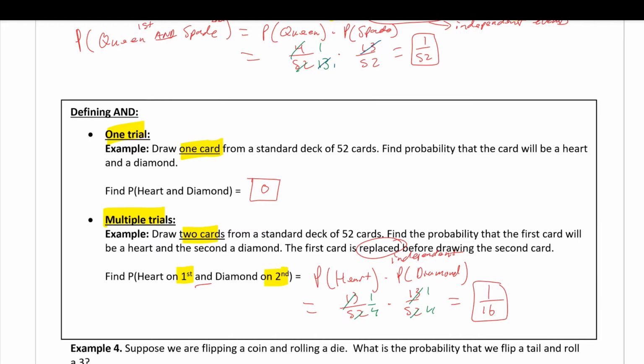Again, these two probabilities are not the same. 0 and 1/16 are not the same. And the distinction here is one trial versus multiple trials in succession.